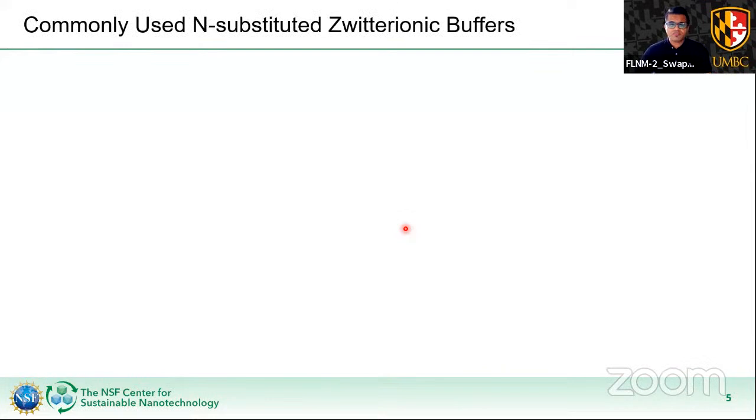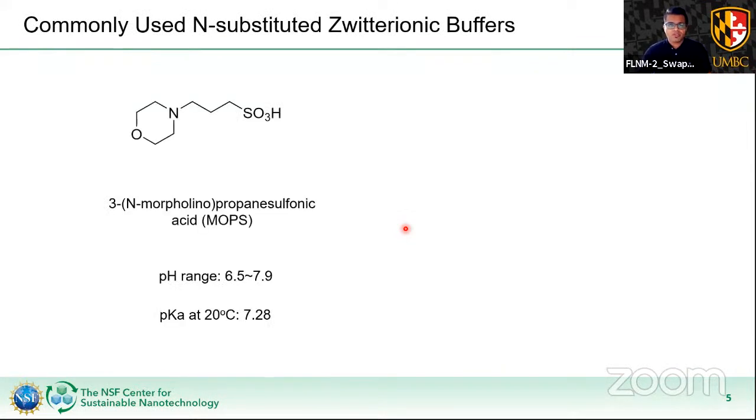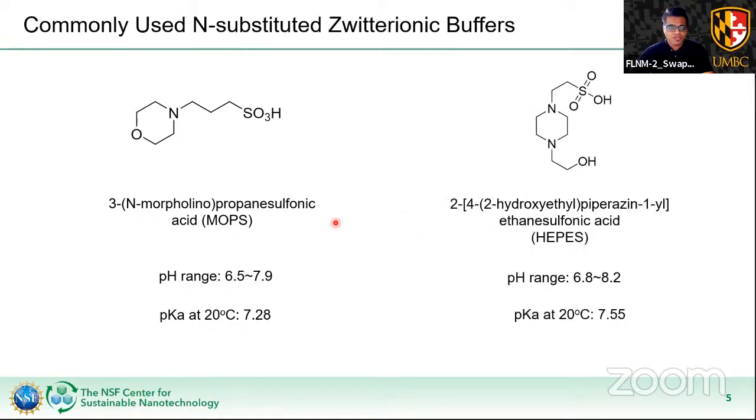Now, as far as buffers are concerned, there are many different types of buffers, but two interesting buffers that are zwitterionic in nature are MOPS and HEPES. MOPS comes with the morpholine ring, and HEPES is the buffer with this piperazine ring. These buffers are pretty common. MOPS has a pH range of 6.5 to 7.9, and HEPES has a pH range of 6.8 to 8.2, whereas the pKa values are 7.28 and 7.5.